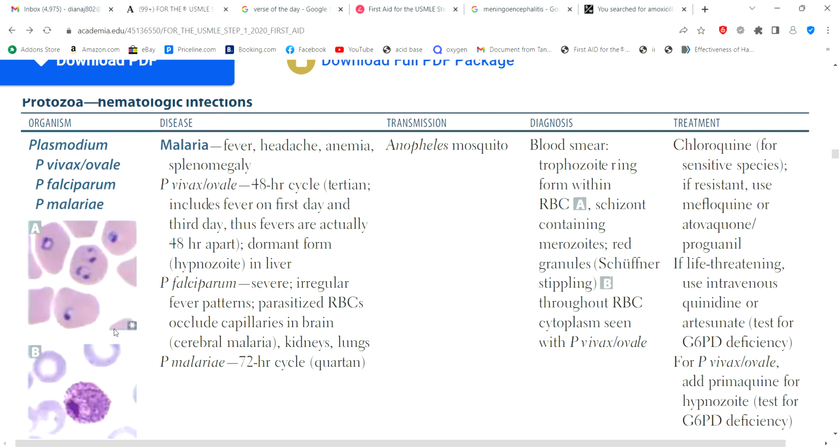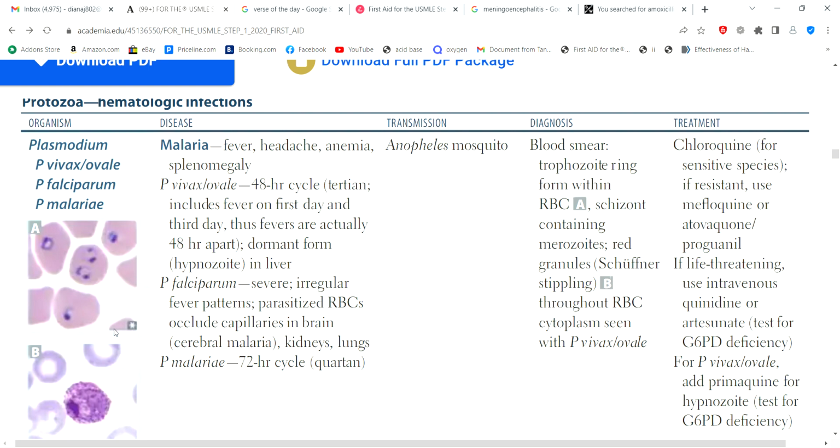Okay, next is P. falciparum. This one has severe, irregular fever patterns. It causes more severe infections, so use artemisinins. So this one is irregular, and it's a very scary one. There's no time frame of when the fever will strike.